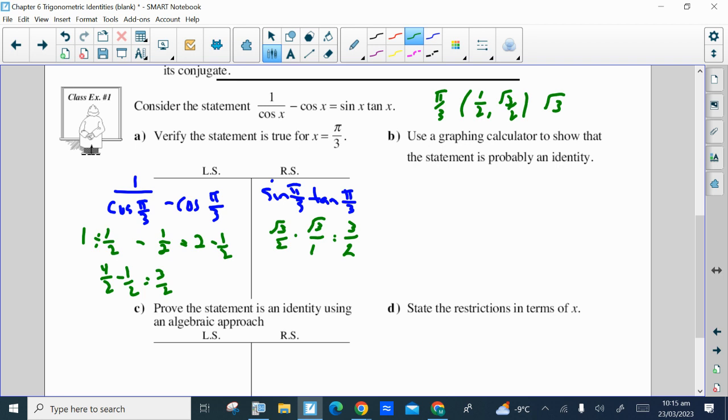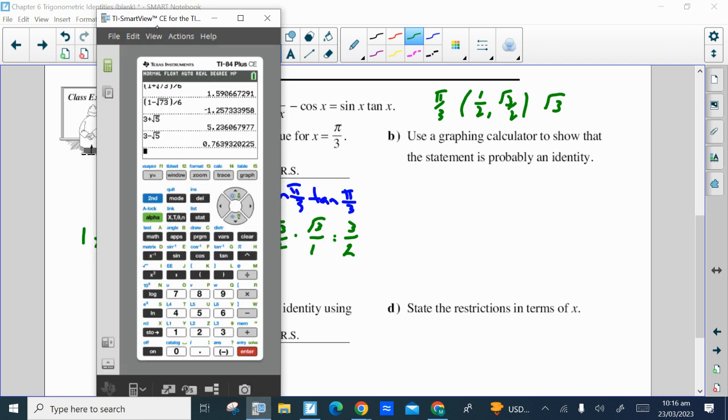So we've shown that this identity, or this statement, is true for a specific value of x being pi on 3. We can use our graphing calculator to show that the statement is probably an identity. Again, the difference between a statement and an identity is that an identity is true for all permissive values of the variable. We just showed that the statement is true for a specific value of the variable, pi on 3 radians. The graphing calculator can be used to show that it is probably an identity.